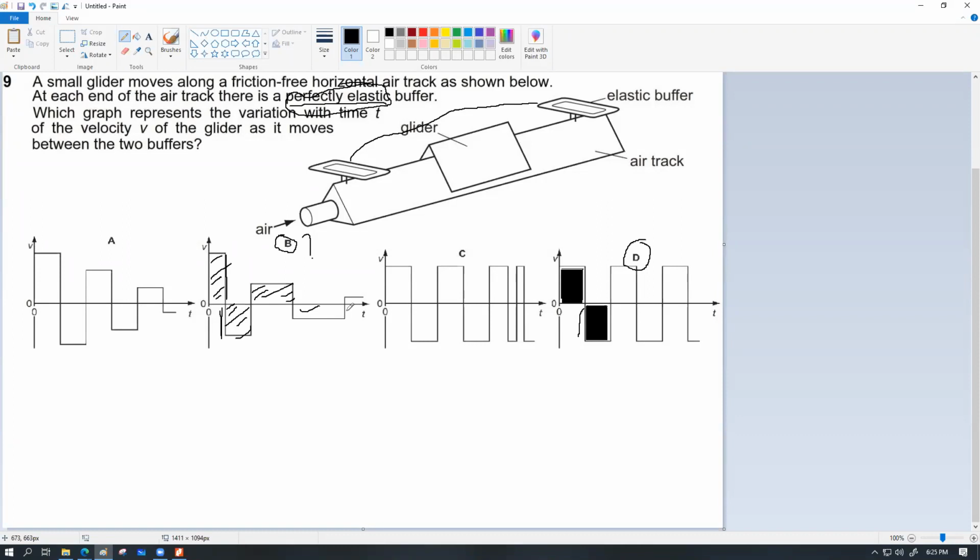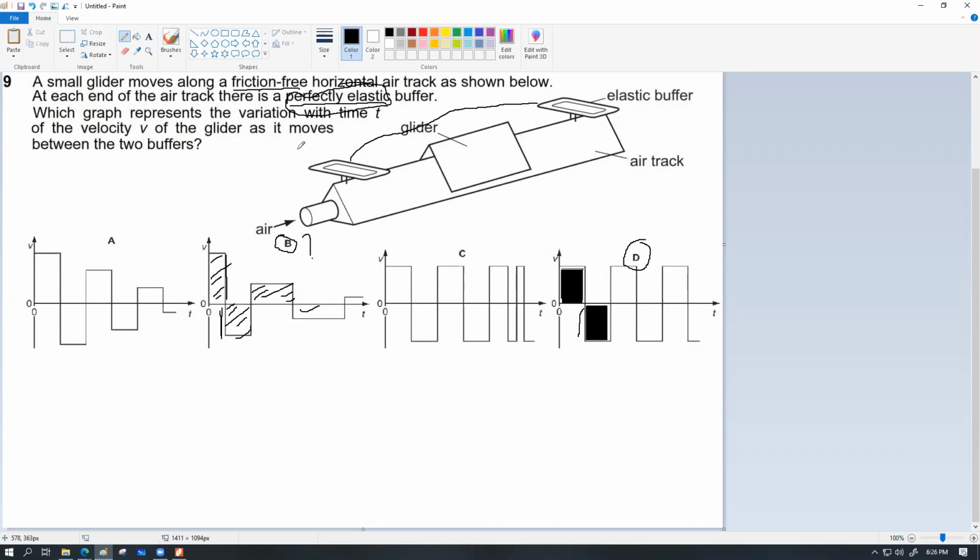Now you tell me. Why is velocity constant for a longer time each time it hits the buffer? Because the track is friction free. As it travels from one glider to the next glider, there is no friction. Velocity decrease only happens for the duration, or for the instance, of the collision. But in between the collisions, the velocity remains constant because the track is friction free.